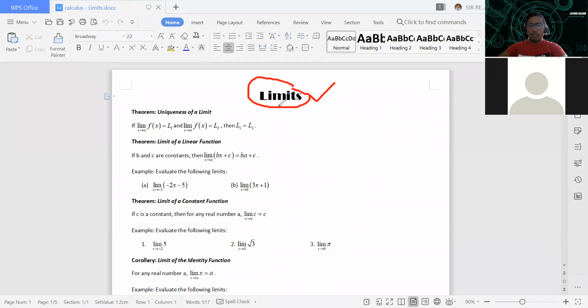It means if you are not able to understand thoroughly the limits, it is hard for you to understand the topic derivatives. And if you don't understand limits and derivative, it will be hard for you to understand integral. So it is very important for you to familiarize the very first topic, which is the limits. And that is our discussion for this morning. It's all about the limits.